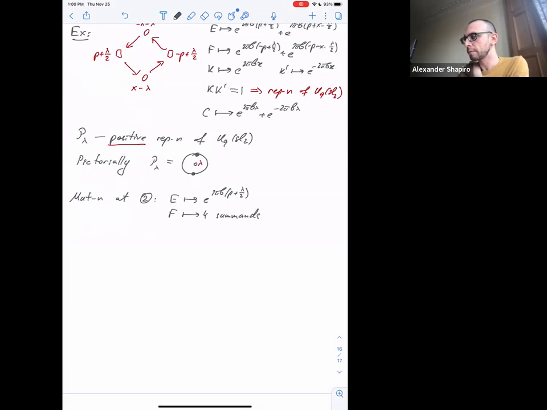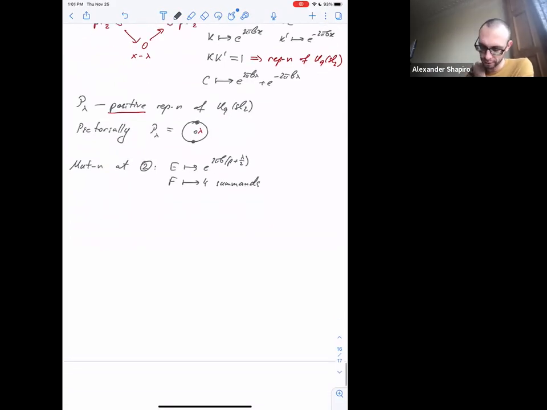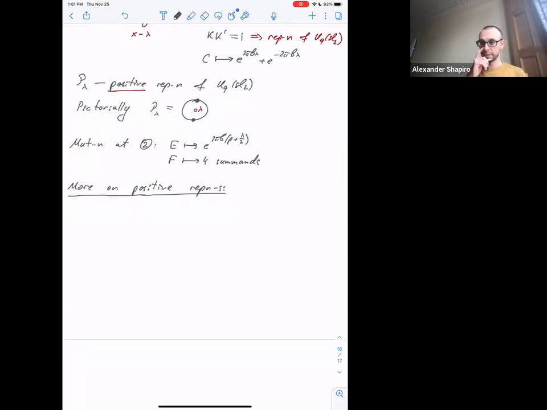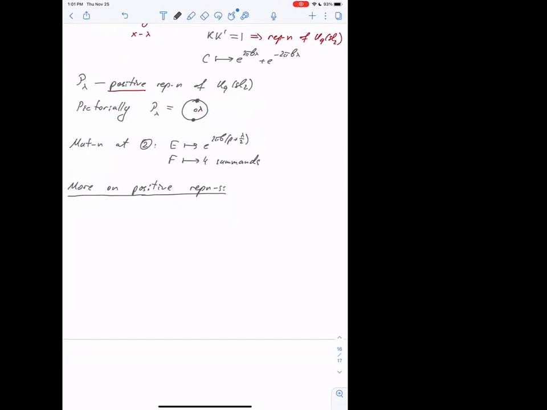All right. Now, to advertise these representations more, let me say a few more facts about those. I'll explain why they're interesting, and then try to explain some facts about them.